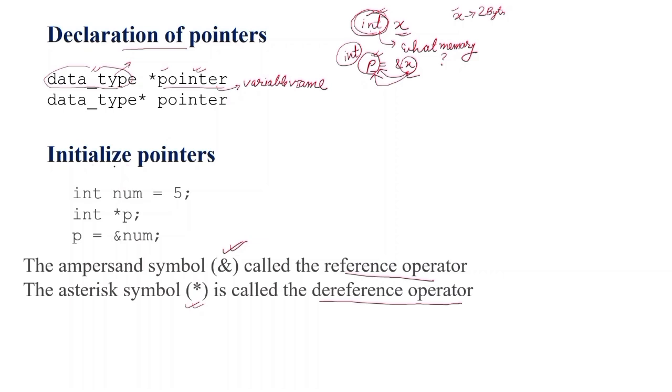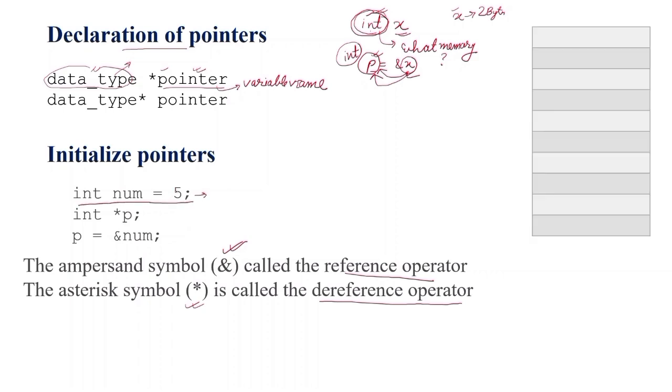Let's see this example in which we initialize a pointer. So int num is equal to 5. When this line is executed, what happens?